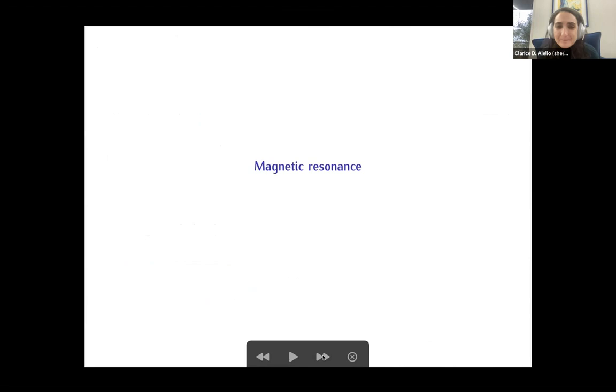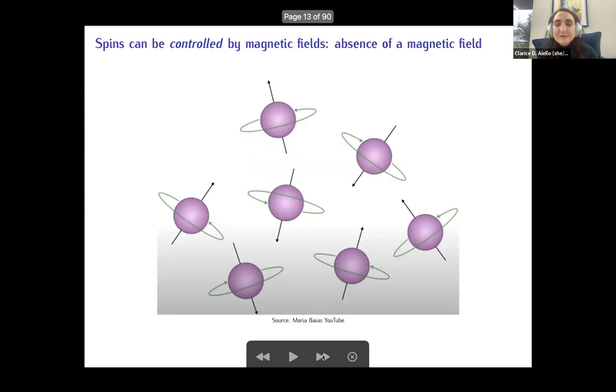And magnetic resonance has to do with the fact that spins can be controlled by magnetic fields. Okay, so in the absence of a magnetic field, again, in this analogy of spins pointing in different directions, spins don't really have a preference to where they point. They look like the spins that you see there in this picture.